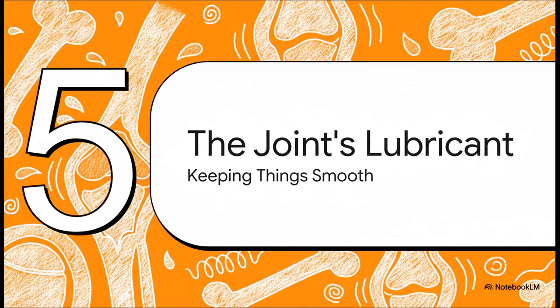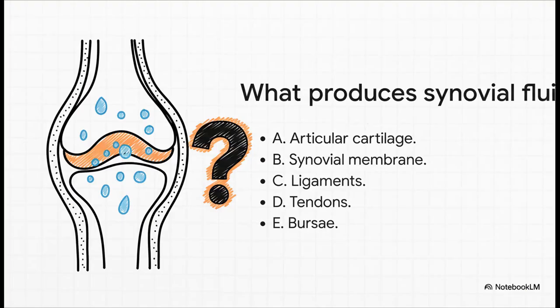We are here. The final question. We've talked about cushions, we've identified bones, we've looked at motion. But there's one more piece to the puzzle. What keeps everything moving smoothly? What stops all those parts from grinding together? It's all about lubrication. So let's get right to it. Which structure in a joint is the little factory that produces synovial fluid, that essential stuff that keeps everything lubricated?